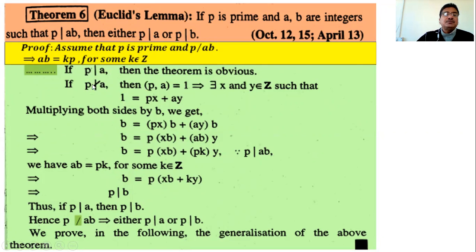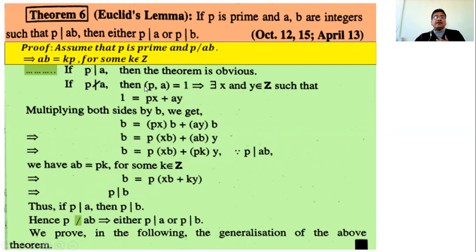So assume that P does not divide A, because if P divides A, then there is nothing to prove and the theorem is obvious. So assume that P does not divide A. That's the second case. Then the greatest common divisor of P and A is 1.